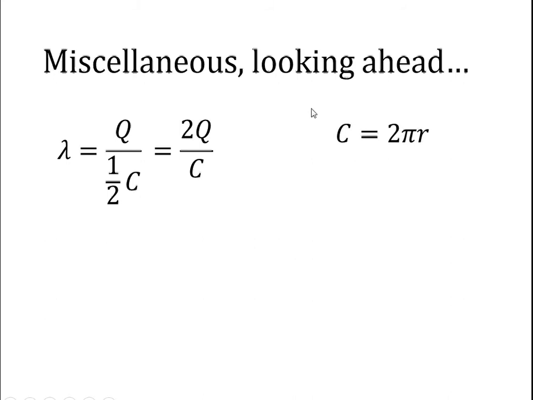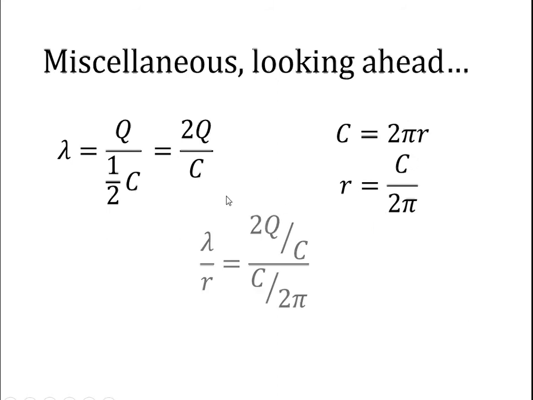Looking ahead, having already worked the problem and knowing what I'll need, I'm going to go ahead and sneak this in, a little bit out of order. The charge distribution, being constant, can be found from the total charge divided by the length of that rod. But the length of the rod is half of the circumference of the complete circle. So the charge distribution, rewriting a little bit, is going to be double the charge divided by the circumference of the circle. Circumference of the circle is 2 pi r, but we can solve for r. That'll be the circumference divided by 2 pi.